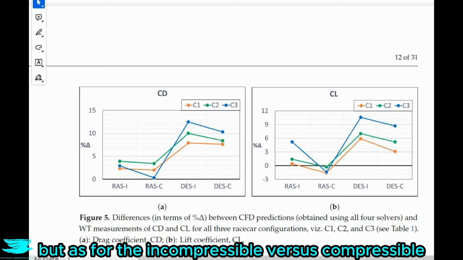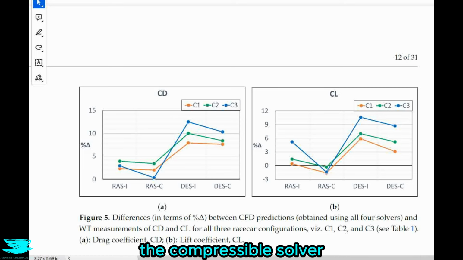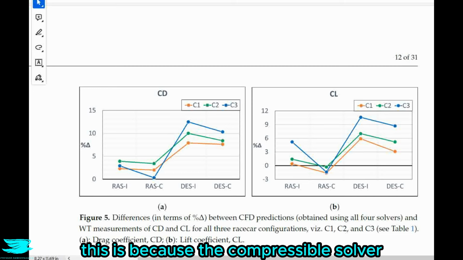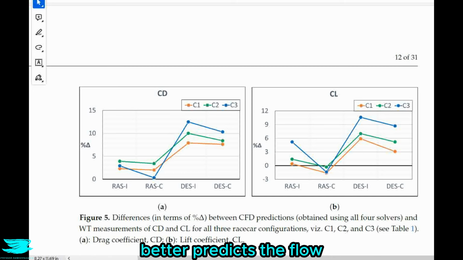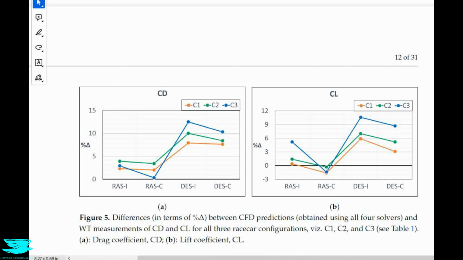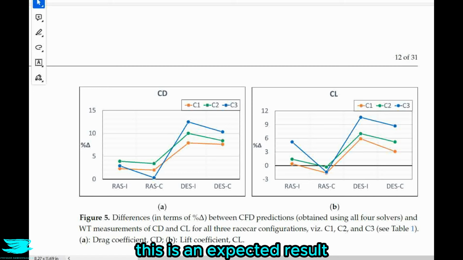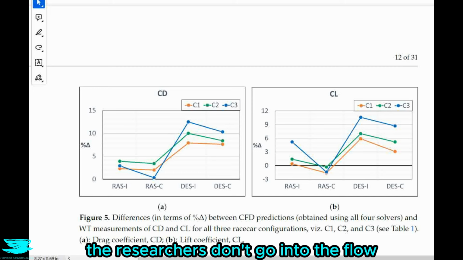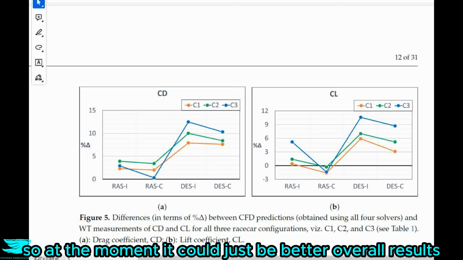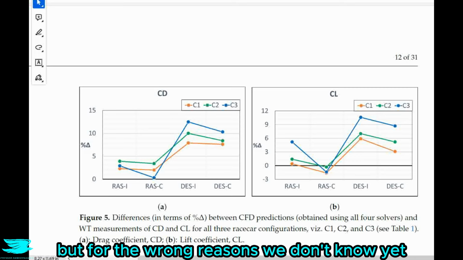But as for the incompressible versus compressible, the compressible solver consistently gives better results. The author suggests that this is because the compressible solver better predicts the flow in regions of locally high compressible flow, for example around the splitter. This is an expected result, but unfortunately the researchers don't go into the flow physics later on for the difference between the two. So at the moment it could just be better overall results, but for the wrong reasons we don't know yet.